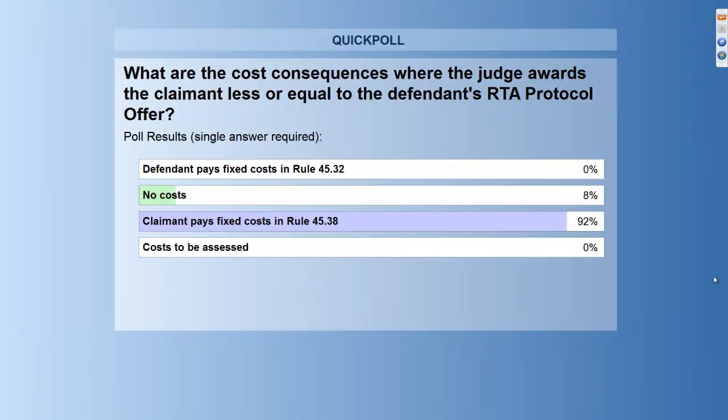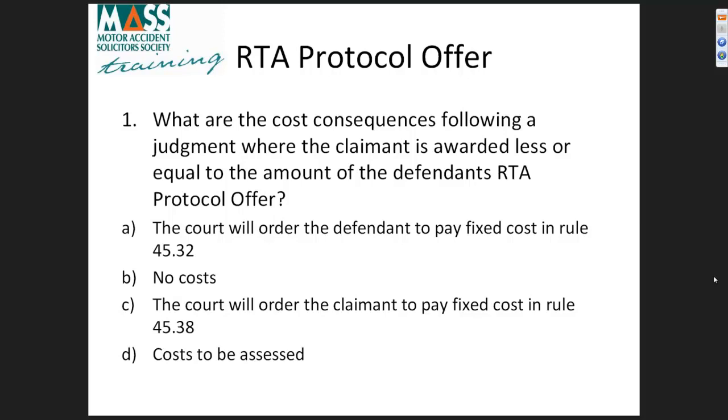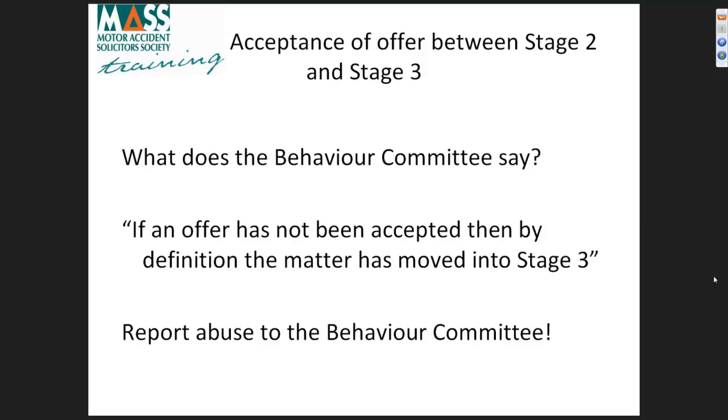And the result of our poll is that 92% of you think that the court will order the claimant to pay the fixed costs in Rule 45.38. Fantastic. That's spot on. It is identical to your cost implications on not beating a defendant's Part 36 offer on a Part 7 case. You're going to be responsible for all the costs incurred. So hopefully you'll feel more comfortable now in knowing exactly what risks you're running, so that you can make sure your client is advised properly on the Court Pack B offer.